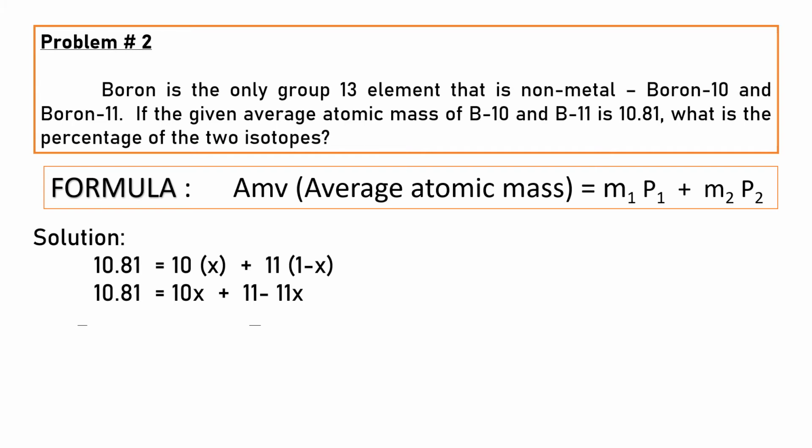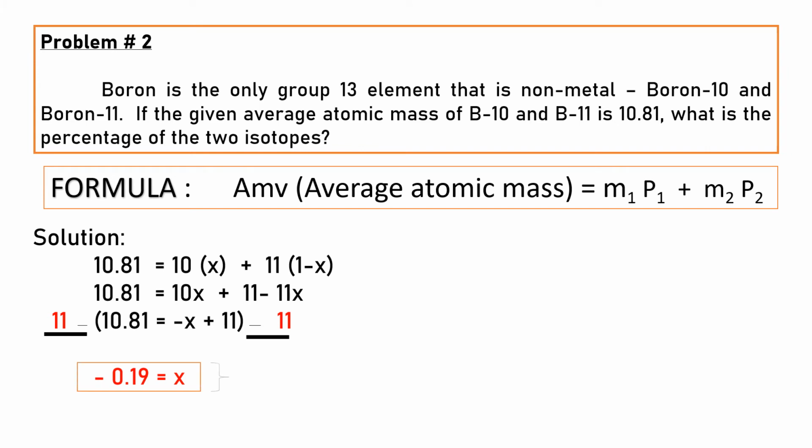10.81 is equivalent to 10X plus 11 minus 11X. So 10.81 is equivalent to, you need to combine like terms there, 10X plus negative 11X is equivalent to negative X plus 11. You need to subtract both sides by 11. So 11 minus 10.81 and negative X plus 11 minus 11. So you need to cancel the same number 11 on the other side. So you will have 0.19, negative 0.19 minus X.